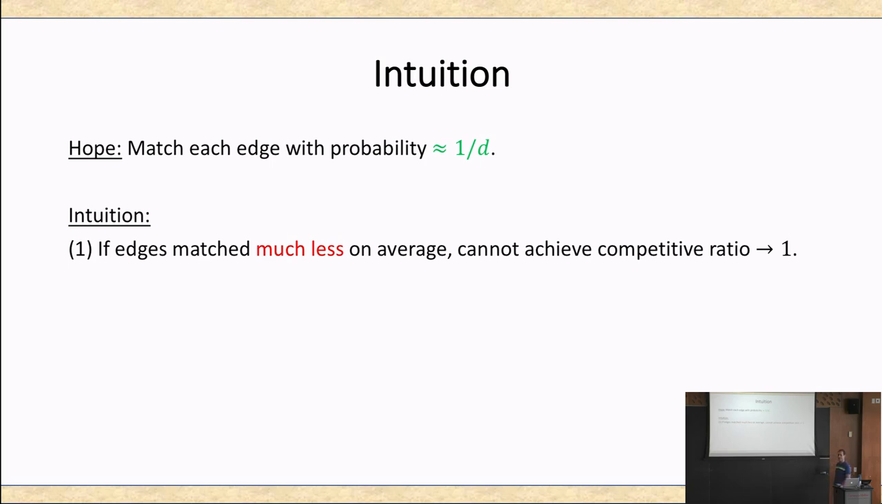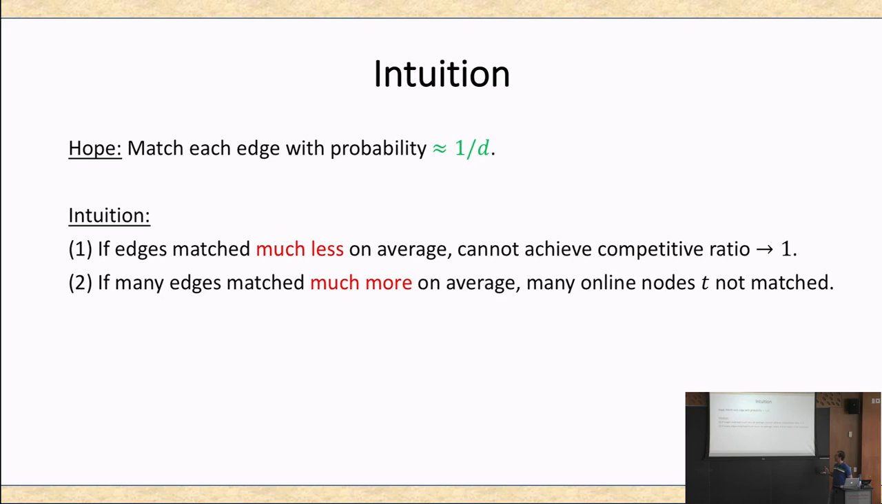All right, so this is an easy calculation, right? Every offline vertex has d neighbors. If each of its edges is matched with probability roughly 1 over d, each online node will be matched with probability roughly 1. So this part, at least, seems intuitively to make a lot of sense. Actually, we also want to make sure we don't match any edge too much. In particular, if a lot of edges are matched much more than 1 over d on average, then we're likely to find some online nodes t whose neighbors are likely to be matched before t shows up. That make sense? A few nods?